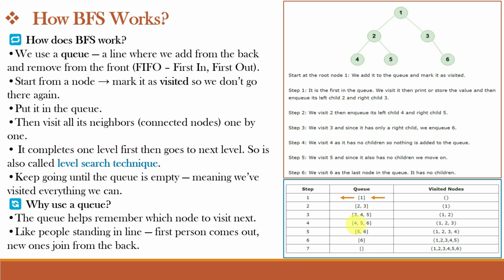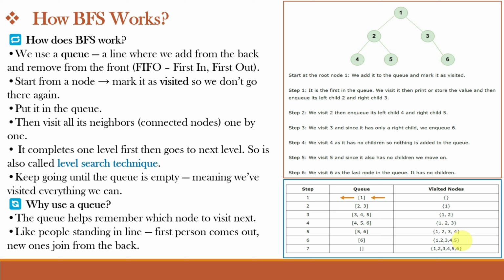In step 4, 4 is visited and marked as visited, and as 4 has no child, only 5 and 6 will remain. In step 5, 5 will be marked as visited and 5 also has no child, so only 6 will remain and nothing new is added to the queue. And in the last step, 6 is also removed, marked as visited, and the queue is again empty. So as we can see from the visited nodes column, we visited all the nodes in the order 1, 2, 3, 4, 5 and 6.